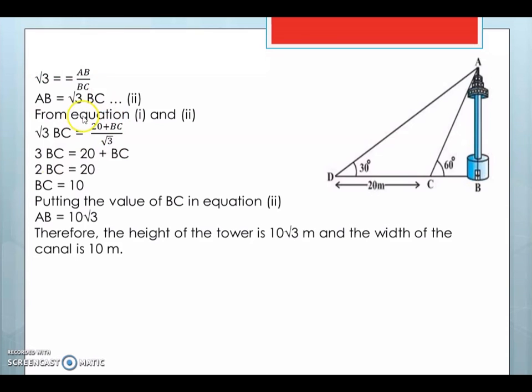So here now it is only in one variable form. You can solve for BC over here. So BC is 10. And putting this value in this, you will get root 3 into 10. That is 10 root 3. So therefore height of the tower is 10 root 3 meter and width of the canal is 10 meters.